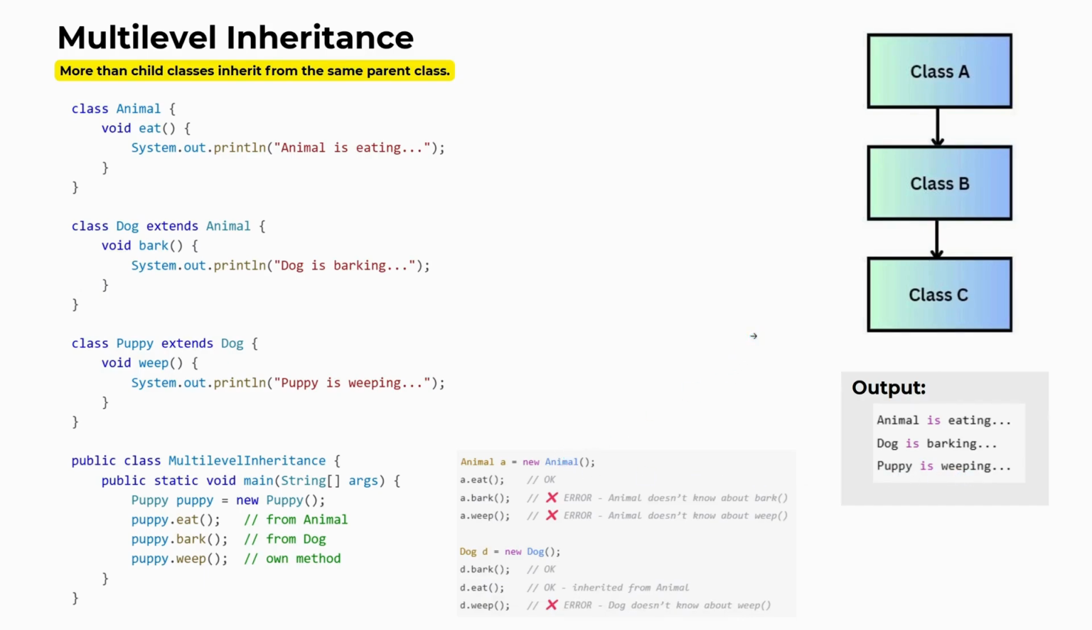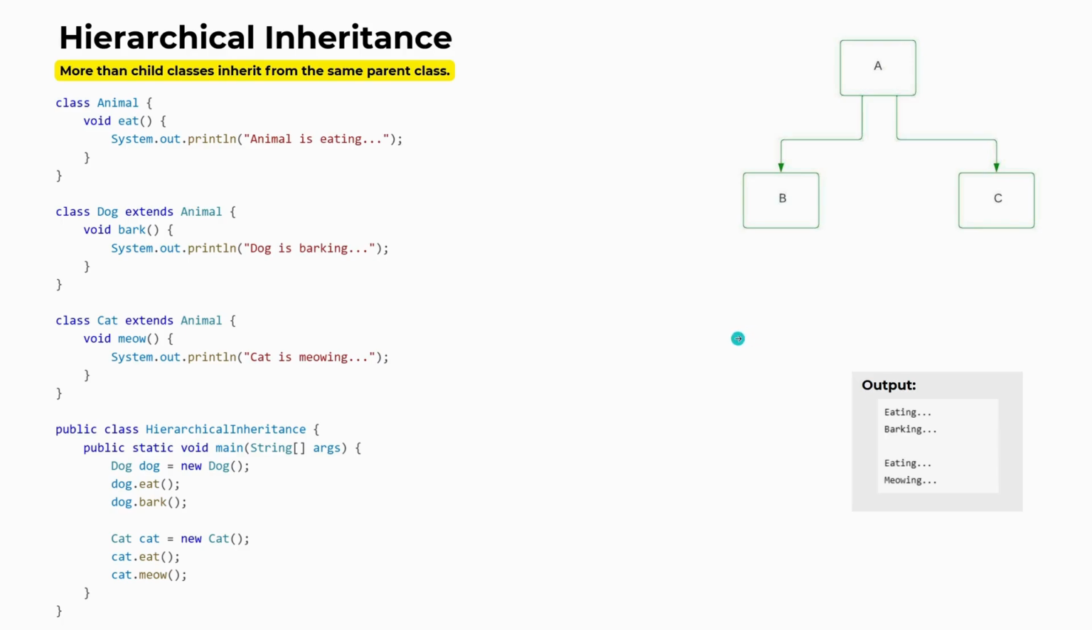Now coming to the next inheritance, that is hierarchical inheritance. Hierarchical inheritance means when more than one child classes inherit from the same parent class. Suppose A is a parent class, B and C are two child classes. These two classes are extending this class, or we can say these two classes can use the methods that are defined in class A.